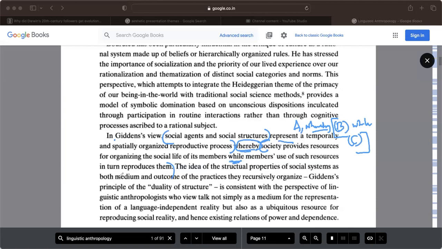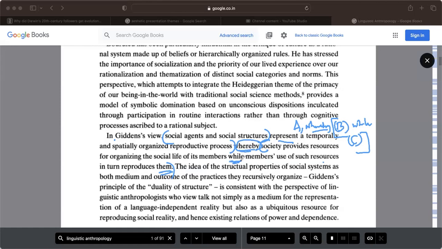in turn reproduces them. So you'll have to ask what exactly is the them. Okay, while members' use of such resources in turn reproduces them. Them is your resources again. So society provides resources, members use those resources, members' use of those resources again produces more resources. Okay, so society creates the social life of members, and when members are creating their social life, more social life is created out of it. That is the reproductive process.